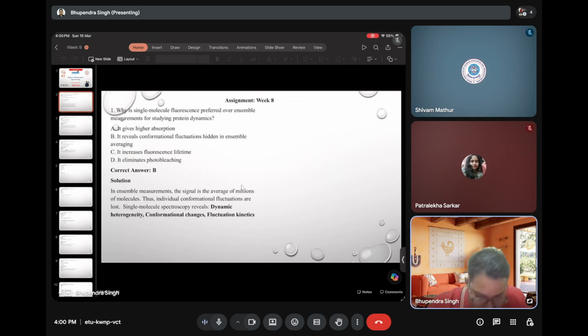Why is single molecule fluorescence preferred over ensemble measurement for studying protein dynamics? The options are: it has higher absorption, it reveals conformational fluctuation hidden in ensemble averaging, it increases fluorescence lifetime, it eliminates photobleaching. Answer is B. Patlika is saying yes. Answer is B.